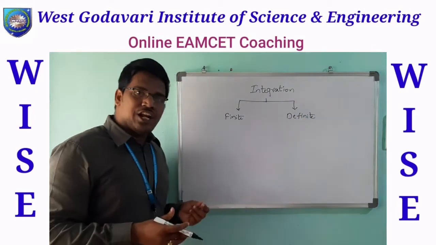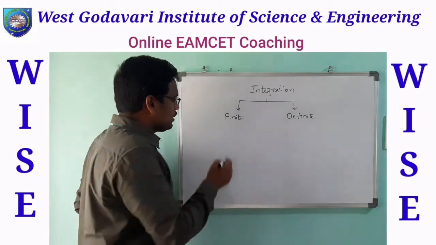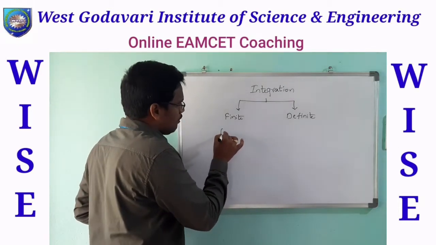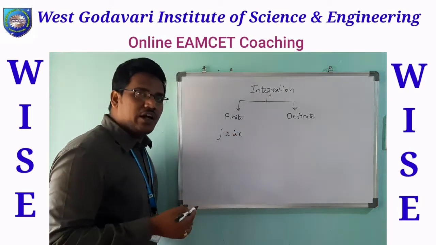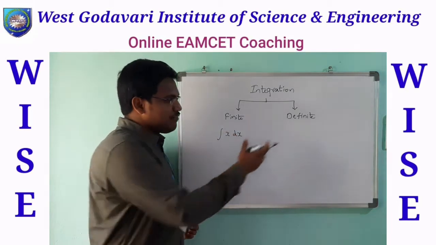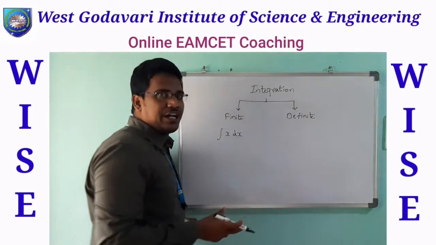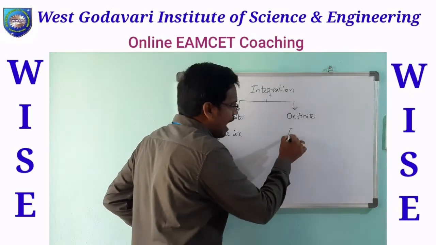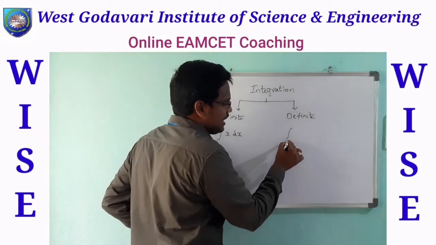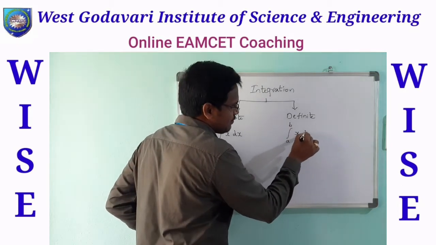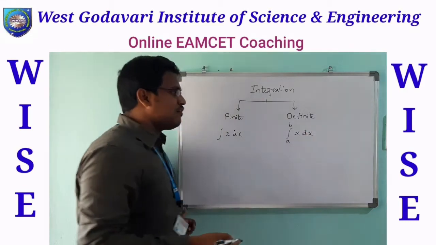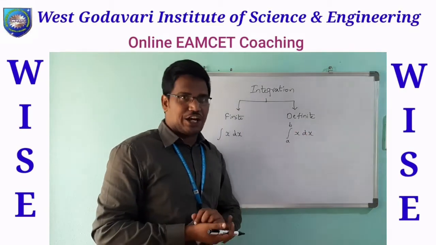So finite integration means suppose the integration term is in the form of integral x dx. So this type of form is called finite integration. Coming to the definite integration, the integration having the limits, suppose integral a to b x dx. So this type of integration is called definite integration.